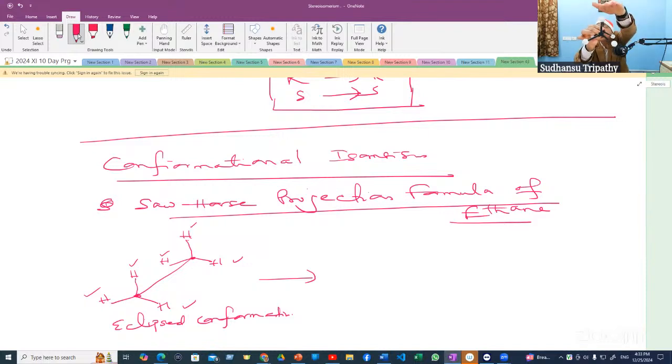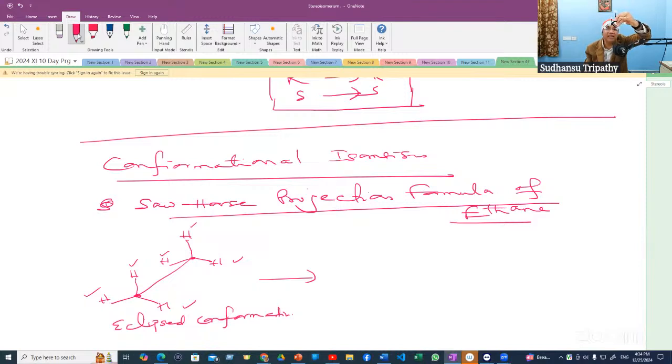They are eclipsed. Three pairs of hydrogens lie eclipsed, parallel with each other. So it is unstable. But if you make a 60-degree rotation, just 60 degrees, the angle we change is called the dihedral angle.